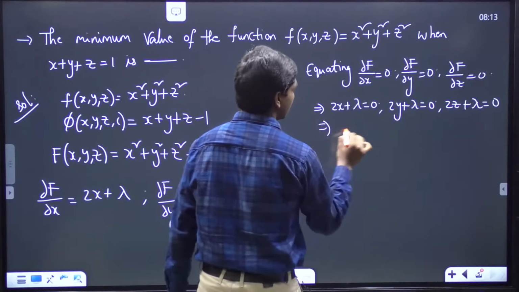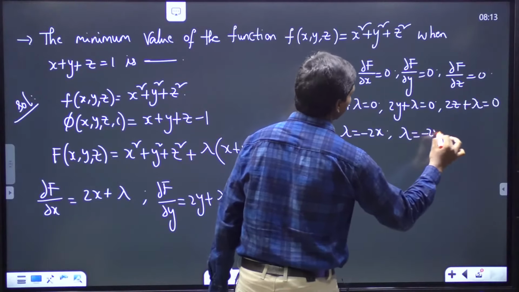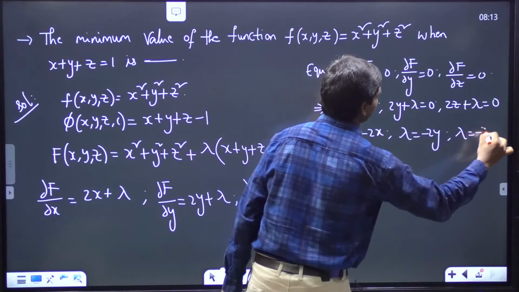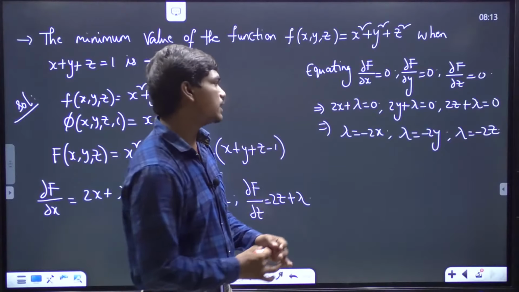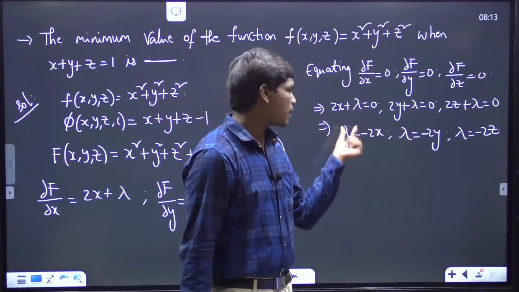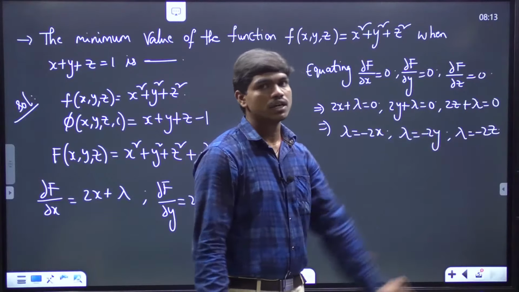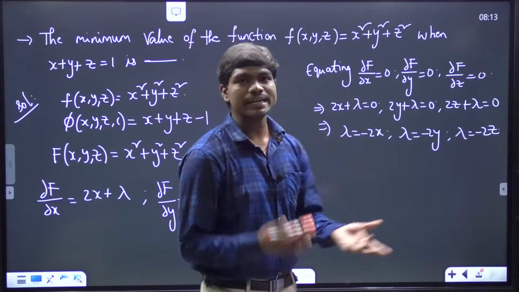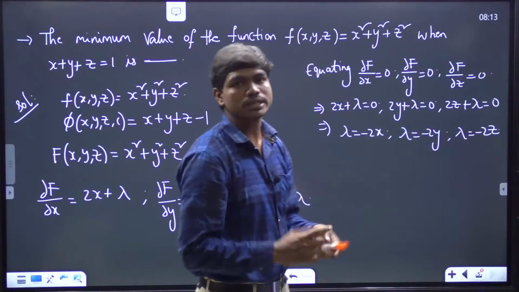So which means lambda is equal to minus 2x, lambda is equal to minus 2y, and lambda is equal to minus 2z. So these are the three sets of equations that we got, basically lambda in terms of x, y, z. Now, from these three equations, you can equate any two sets of equations.